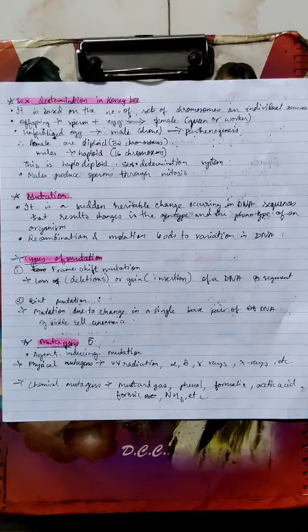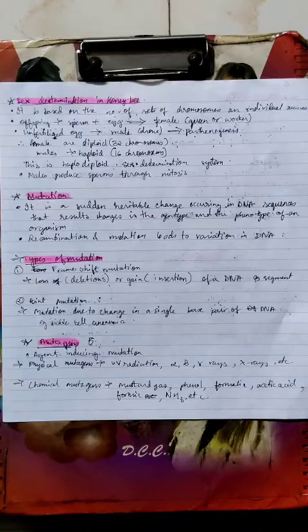Next, we will go to mutation. Mutation is a sudden heritable change occurring in DNA sequences that results in changes in the genotype and phenotype of an organism. Recombination and mutation lead to variation in DNA. There are two types of mutation: frame shift mutation and point mutation. Frame shift mutation is the loss or deletion, or gain and insertion or duplication, of a DNA segment. Point mutation is mutation due to change in a single base pair of DNA.